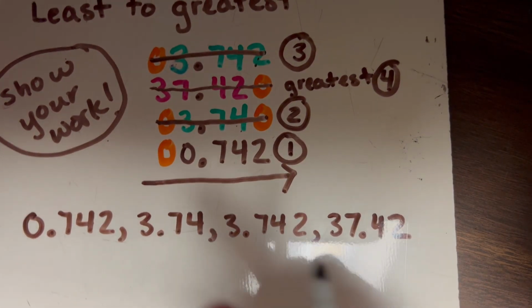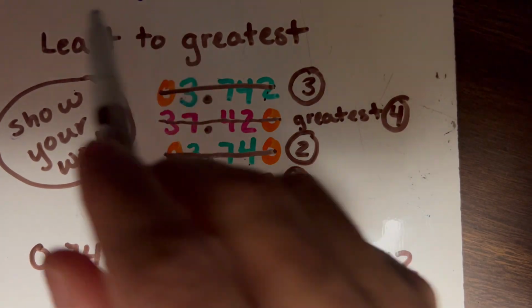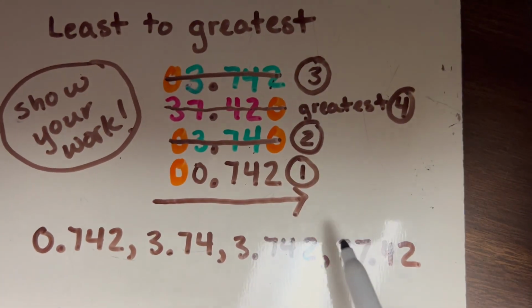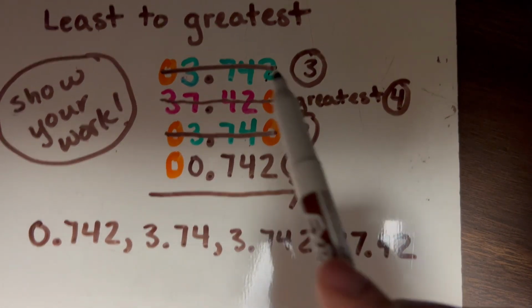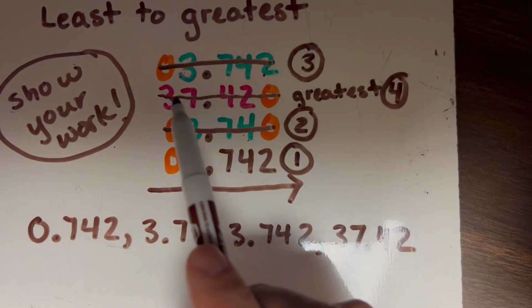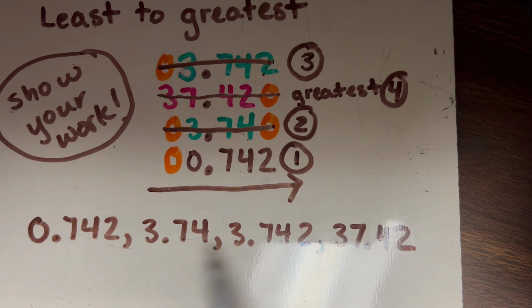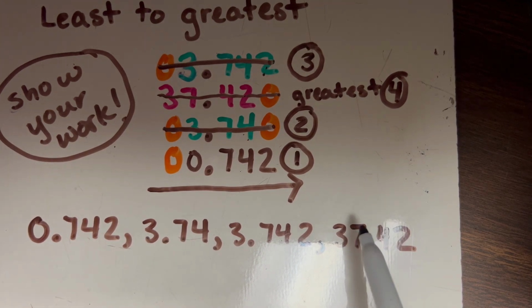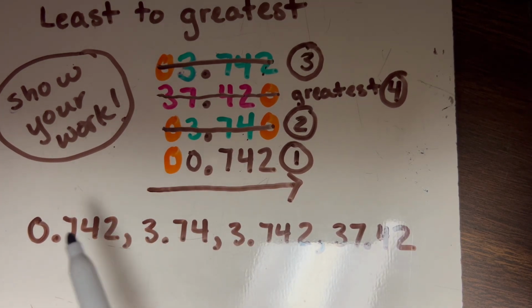Now again, we could use the same strategy even if it said greatest to least. You would just put the numbers in opposite order. So if I wanted greatest to least, I would start with my 4, this 37 and 42 hundredths, and just do the reverse order. This number would be written first, then this one, then this one, and then this one.